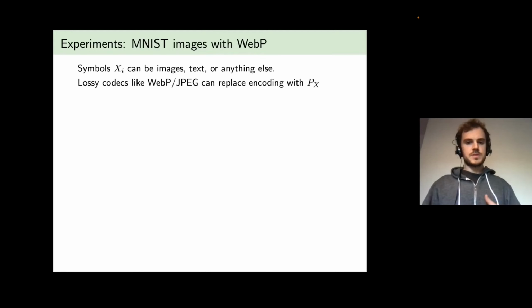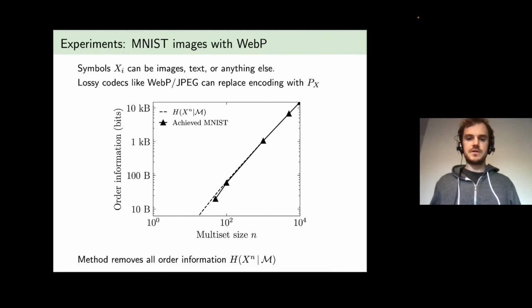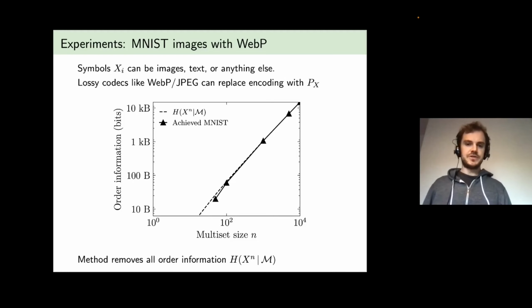And also that you can use any codec as the symbol codec in this method. We used WebP, which is a standard lossless image codec. And we evaluated on a fairly large data set of small-ish images. They're 28 by 28 grayscale images. And you get the result you'd expect. So the method removes the order information. There are 10,000 images in the data set, and this basically amounts to something like 5% reduction in the file size.